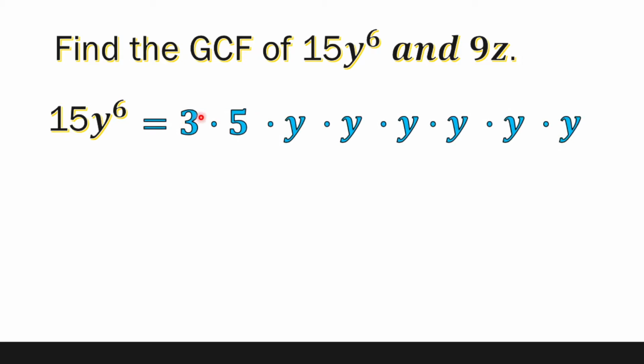Okay. Next, another example. Find the GCF of 15y raised to 6 and 9z. So 15y raised to 6, that is 3 times 5, 15. At si y raised to 6, 6 na beses yung multiply si y. 1, 2, 3, 4, 5, and 6. Okay, next, how about si 9? So, we have 3 times 3 para kay 9, and si z, isa lang naman siya, so z lang yun.